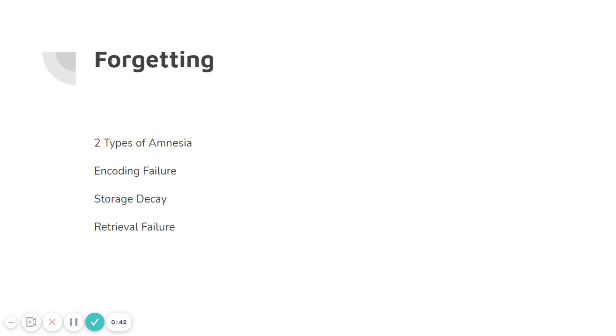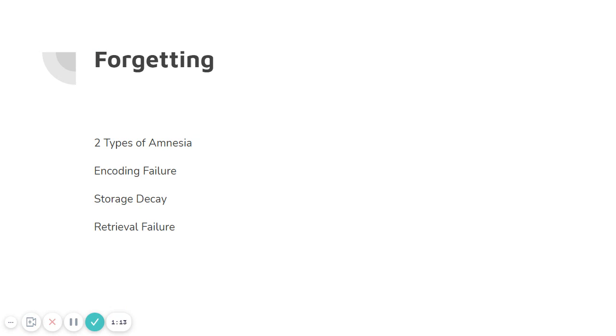All right, so if we look at forgetting, this is what happens when you have information in your memory, but you either can't get it out or you have some kind of encoding failure and it never actually really gets into your memory in the first place. So let's go look at a couple things real quick.